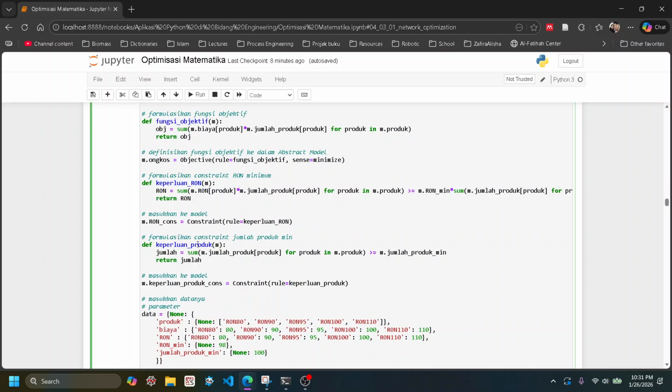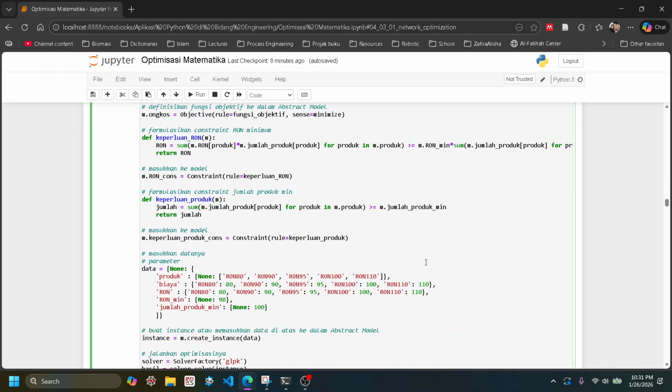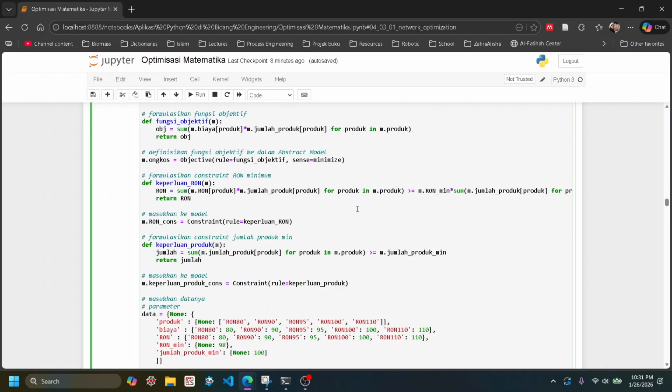And then the product requirement: the amount of the products that we blend, for all of them, should be larger than or equal to the minimum product that we need, right? So these are all the simple formulations basically.